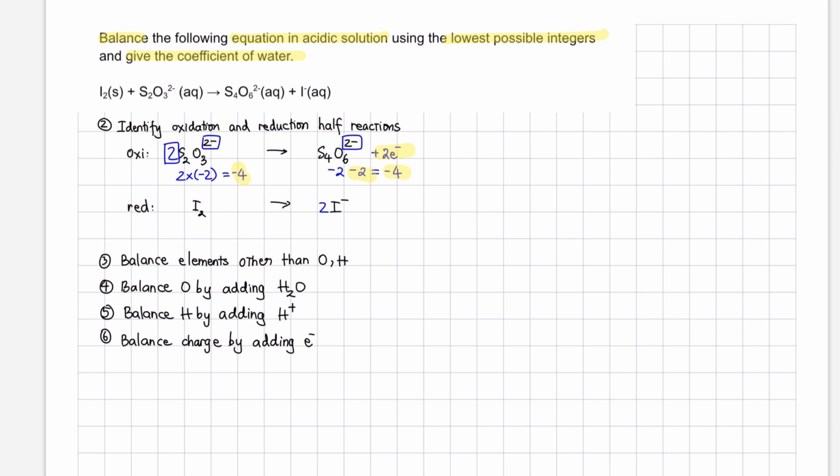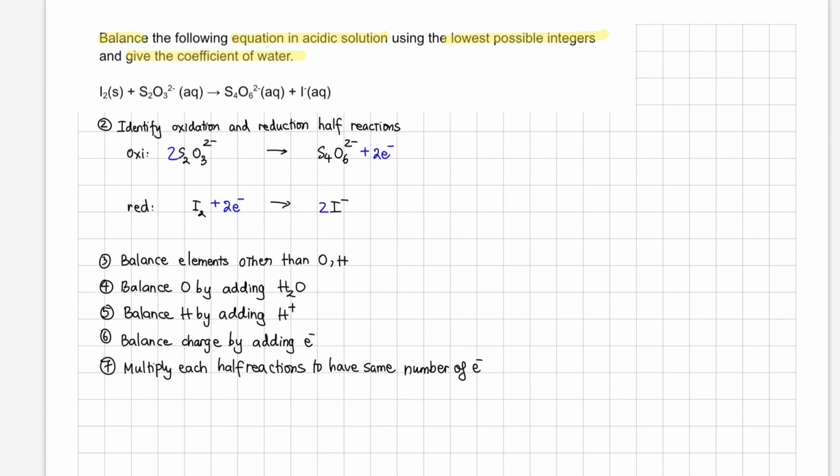Now let's do the same thing for the reduction half. For I2, it's a neutral compound, so it has 0 charge. And then on the right, we have 2I minus, so that's going to be a total of -2 charge. So in order to balance it out, we need to add 2 electrons to the left so that it provides a -2 charge to the original 0 charge, and now both sides have -2 charge. And that's it for step 6.